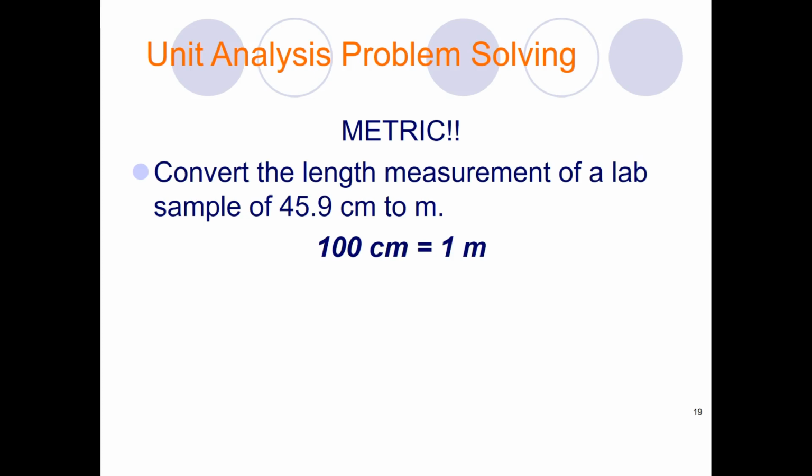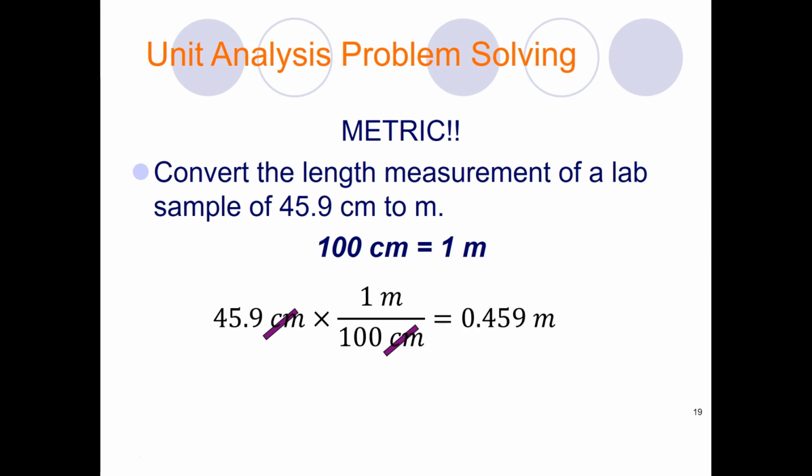But let's start the problem the same way. Read the question, figure out what unit we want, what unit we're starting with, and put our unit factor there. So when I read the question, I want my answer in meters, and I'm starting with 45.9 centimeters. And then I need to take that 100 centimeters equals 1 meter and set it up so that my centimeters are on the bottom and the meters are on the top, so that the centimeters can cancel. So now I'm going to take my calculator and take 45.9 times 1 divided by 100. My calculator gives me an answer of 0.459 meters.